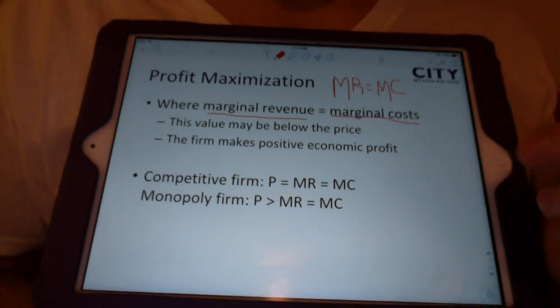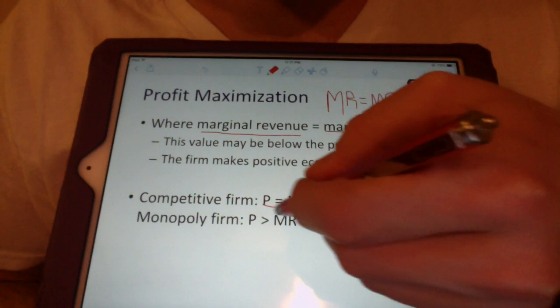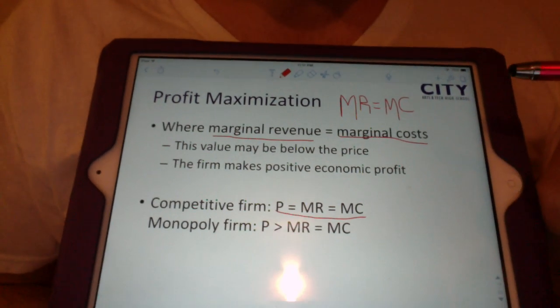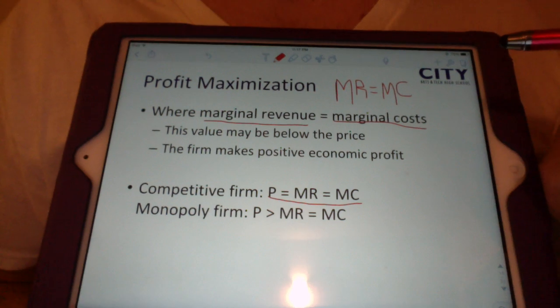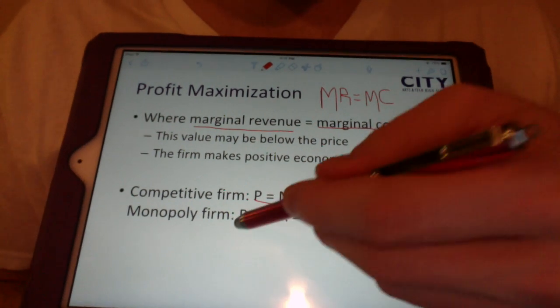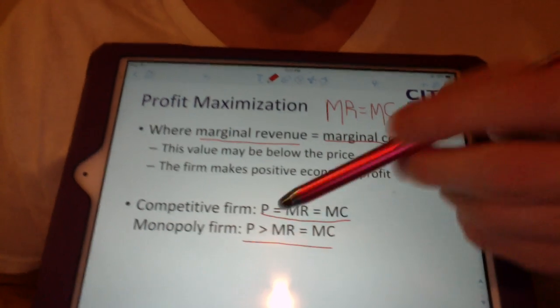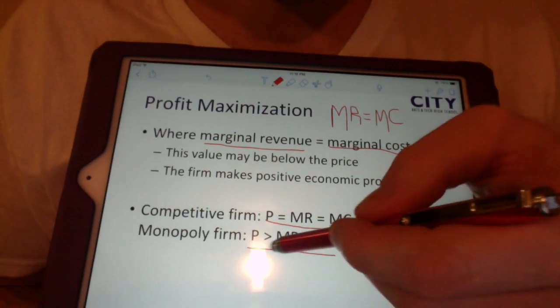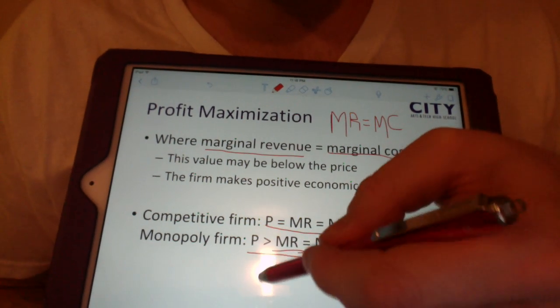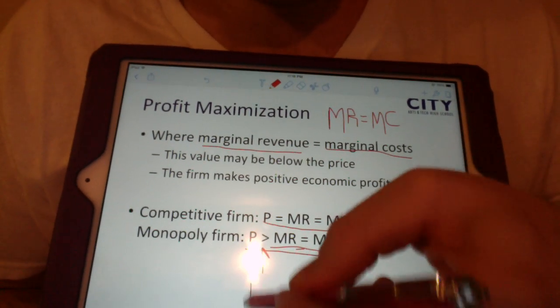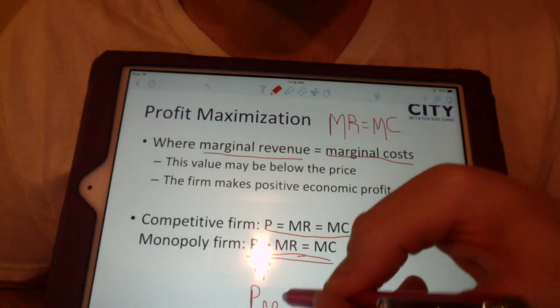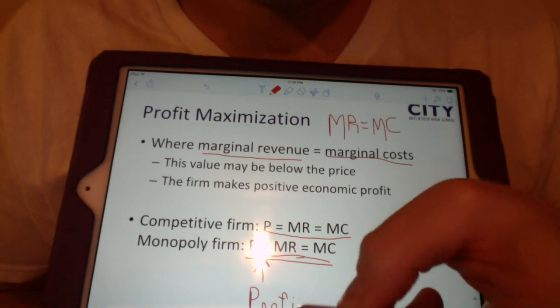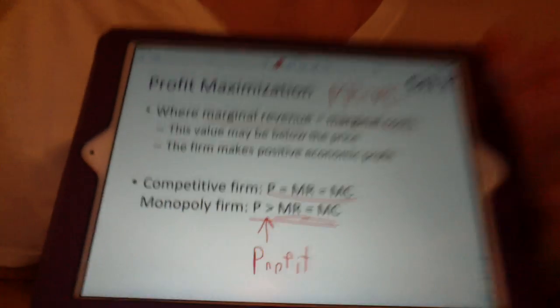I want to highlight this right here. For a competitive firm, price equals marginal revenue equals marginal cost. We're selling at whatever that last unit is. The monopolist can sell above it. So price is greater than marginal revenue, which is equal to marginal cost. This is where we stop, but we can sell above it. So this right here, this greater than, that leads to our profit. Very important. All right, let's continue on and take a look at this graphically.